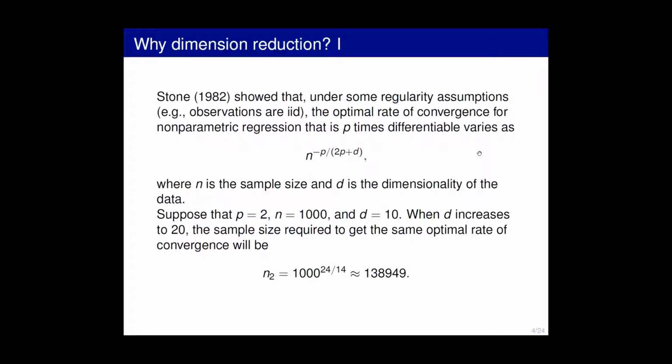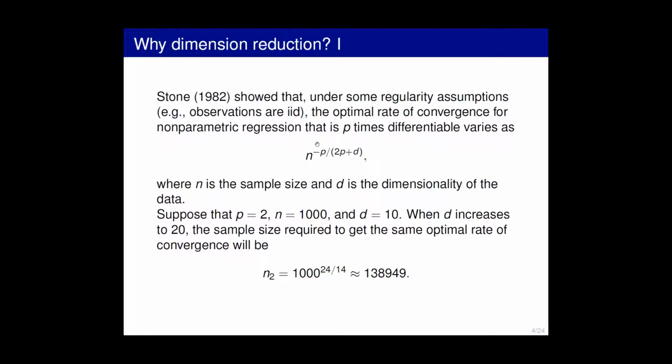So why do we do dimension reduction? There are many reasons, and there are also some very good theoretical reasons. Here is one. Stone published a paper in 1982 in Annals of Statistics, and he showed that under some regularity assumptions, the optimal rate of convergence for non-parametric regression, where the regression function is p times differentiable, is n to the power negative p over 2p plus d, where n is the sample size, d is the dimensionality of the data, and p is how many times the regression function is differentiable.